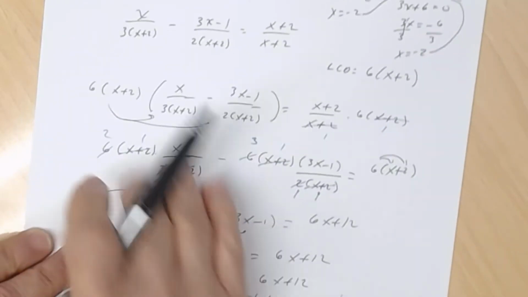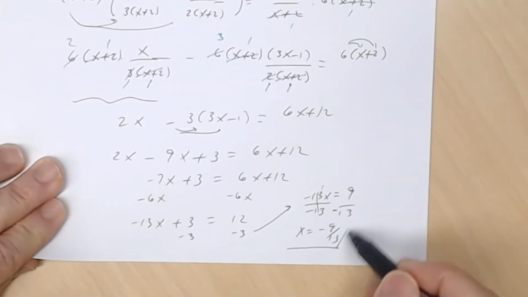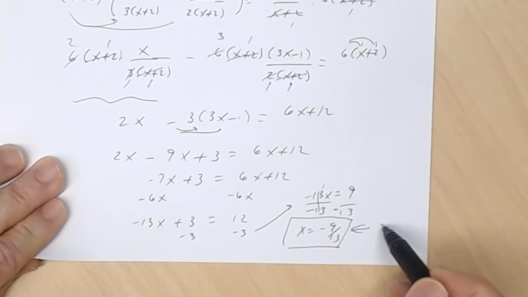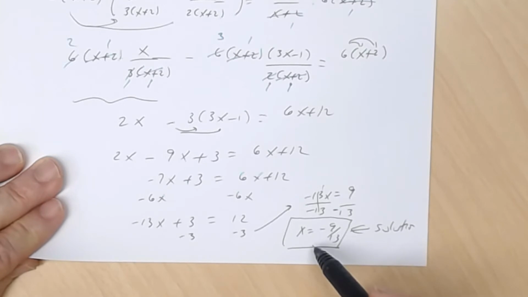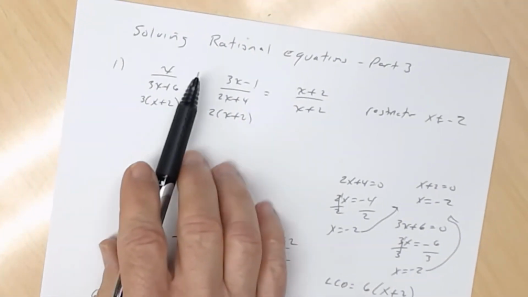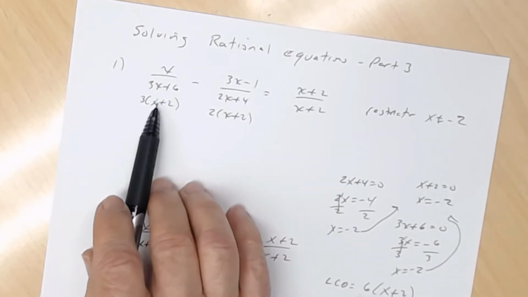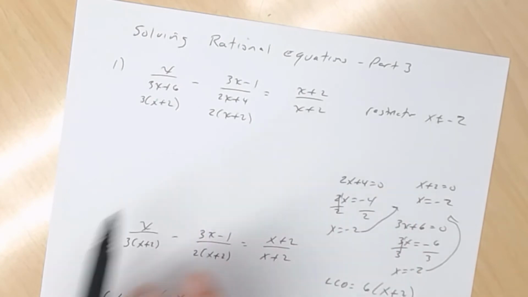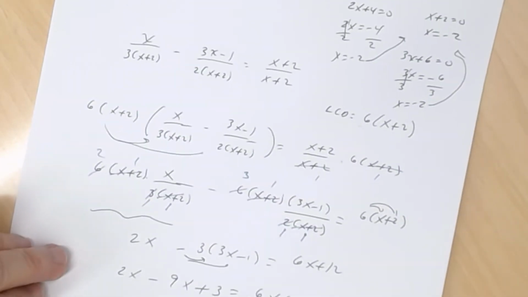Now, is that a restriction? Nope. So as long as I did all the work correctly, this is my solution. So in other words, is this an extraneous solution? No, it's not extraneous because it's not going to make my denominator 0, right? The only number that makes my denominator 0 is if x is negative 2. So that's your solution. All right, so that's number 1.